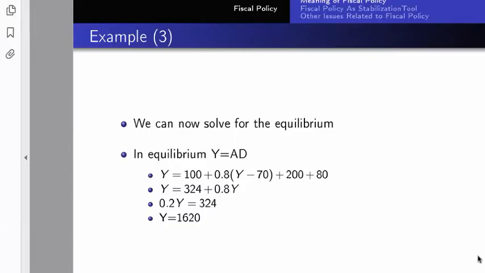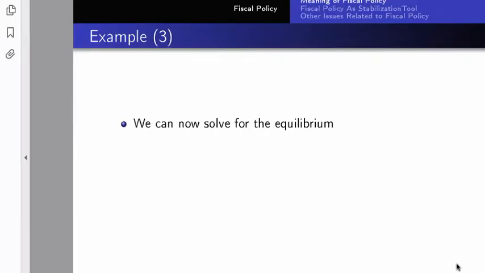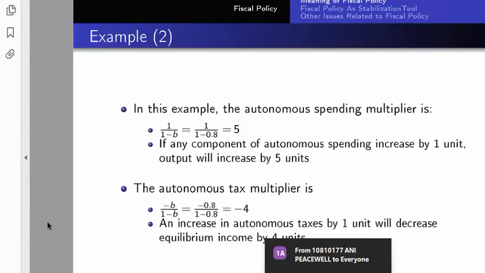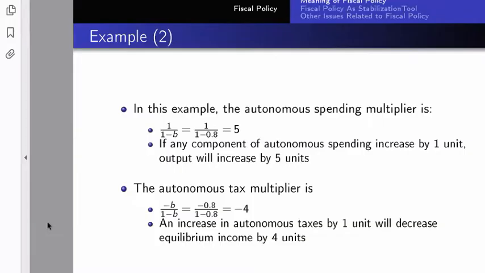So now, given the value for Y, we know what the multipliers are. We are going to play around with these multipliers. If government expenditure is increased by 50, what will be the change in income? Use the multiplier to tell me the extent to which income will change.